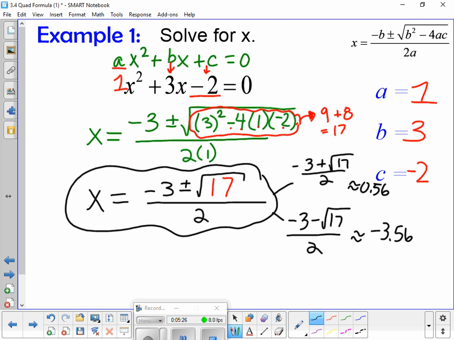So these are both real solutions. They just are irrational solutions. But it does have two solutions. It is fine, of course, like I said, it's totally fine to leave your answer in this form. I just wanted to remind you what those two solutions look like.